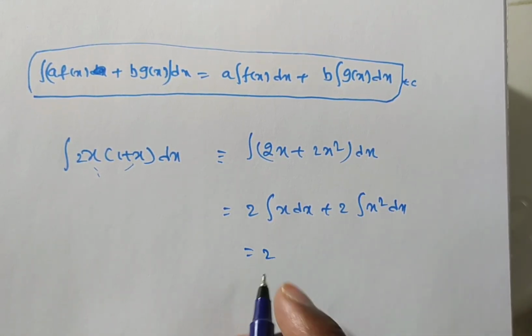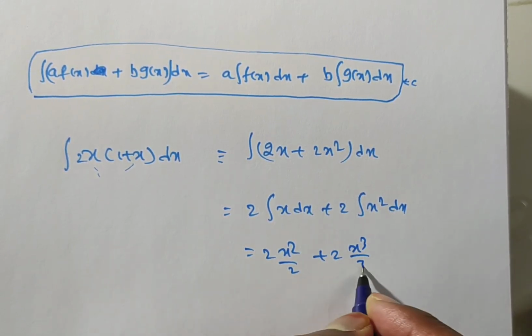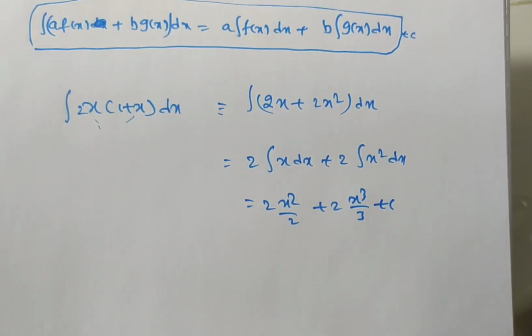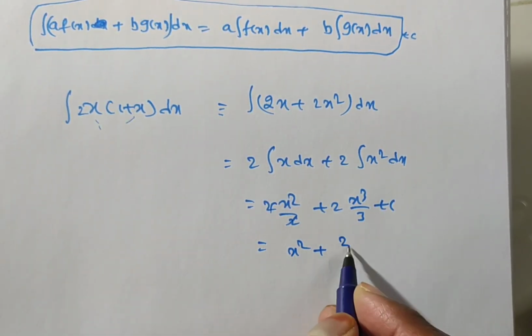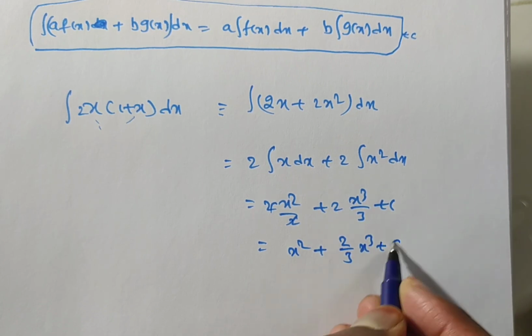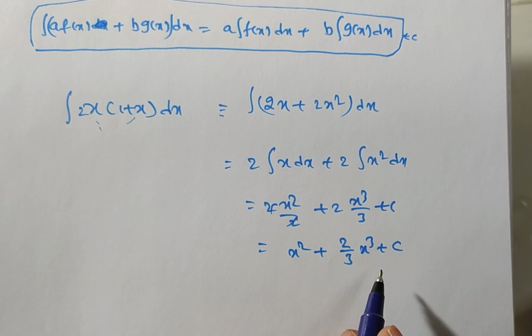Now 2 into, what is the integration of x? x square by 2, plus 2 into the integration of x square, x cube by 3, plus c. So the 2 gets cancelled, you will have x square plus 2 by 3 times x cube plus c, where c is any arbitrary constant. That c value may be 1, 2, 3, minus 1, minus 2, 1 by 2, 1 by 3, whatever it may be. That c is any arbitrary constant.